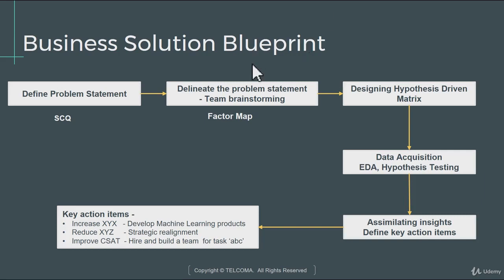Now, this is done using a simple factor map. We'll get into the details and I'll show you a basic factor map in the next slide. But for now, just assume that a factor map is a way to organize your random thoughts into a structure. So let's say you have the problem statement defined and you're trying to understand what the different factors are that affect the problem.